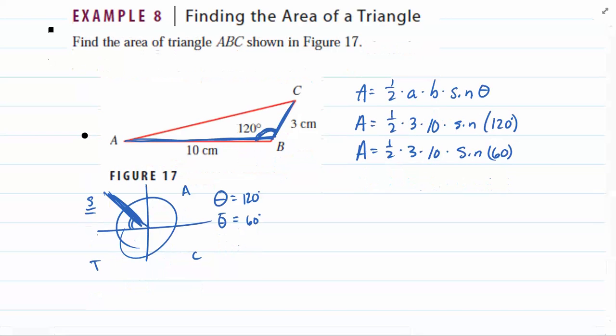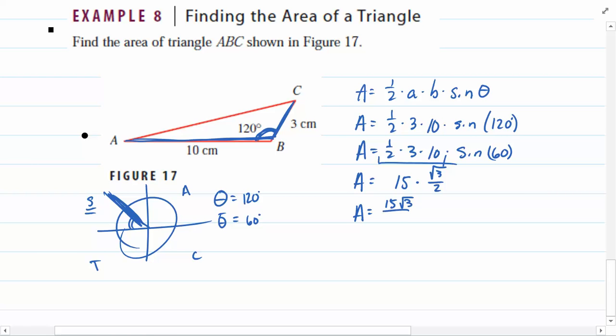So let's go ahead and do the math here. 1/2 times 3 times 10 times sine of 60. Well, I'll go ahead and simplify this piece here first. 1/2 times 3 is 1.5, and if you multiply that by 10, that's 15. Sine of 60, if you remember that from our chart, that's the square root of 3 divided by 2. So the area of this triangle is 15 square root 3 divided by 2 square units.